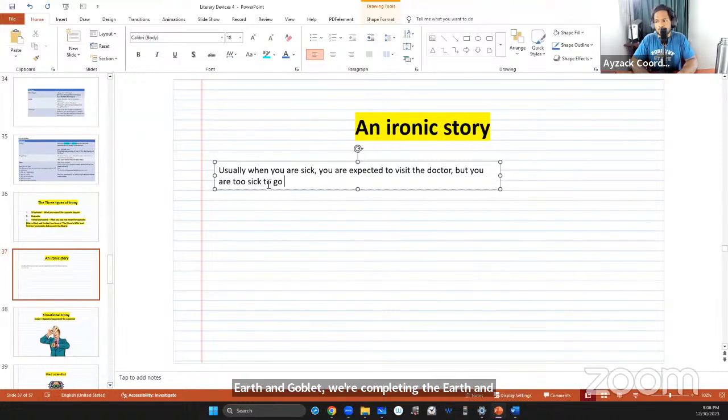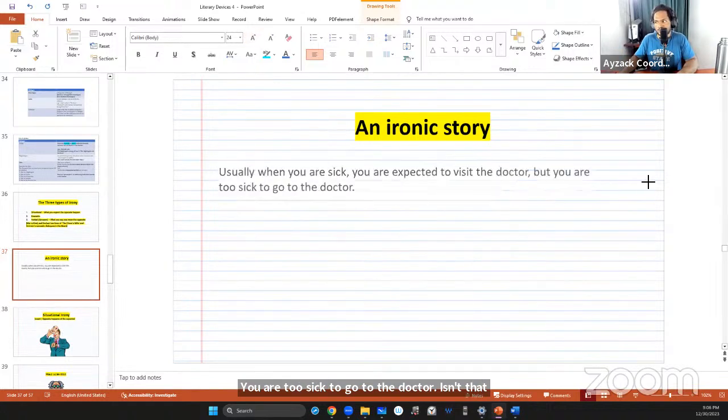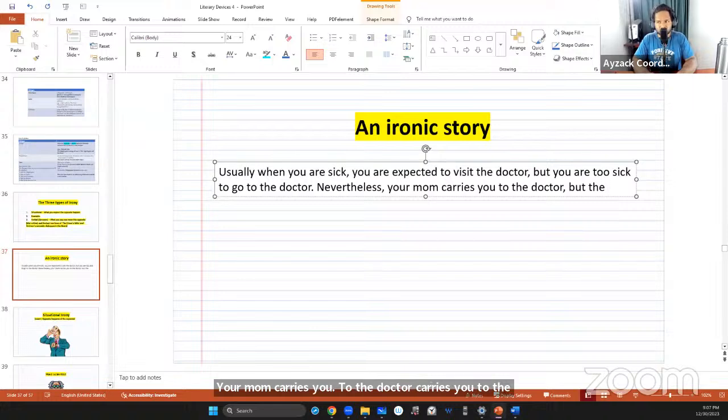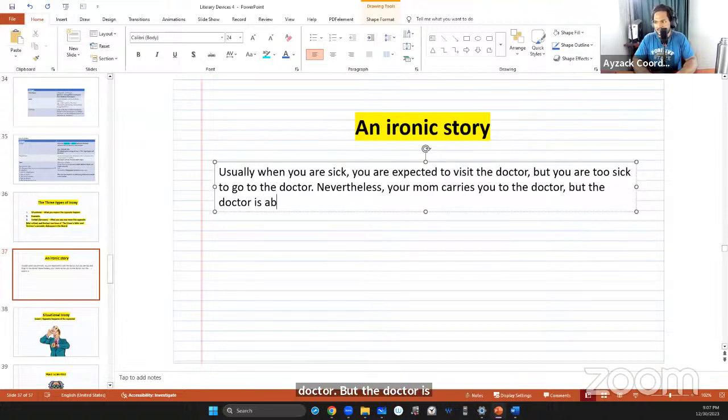You are too sick to go to the doctor. Isn't that situational irony? When you are sick, you are expected to go to the doctor, but you are too sick to go to the doctor. Nevertheless, your mom carries you to the doctor, but the doctor is absent due to sickness. So that is an example for situational irony.